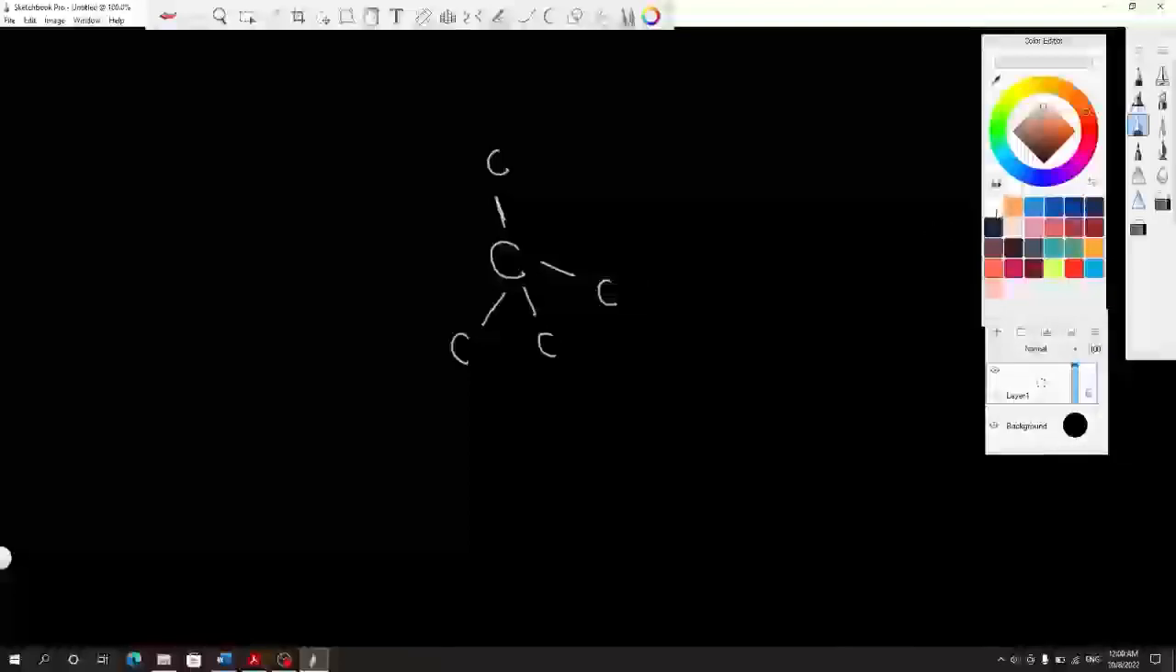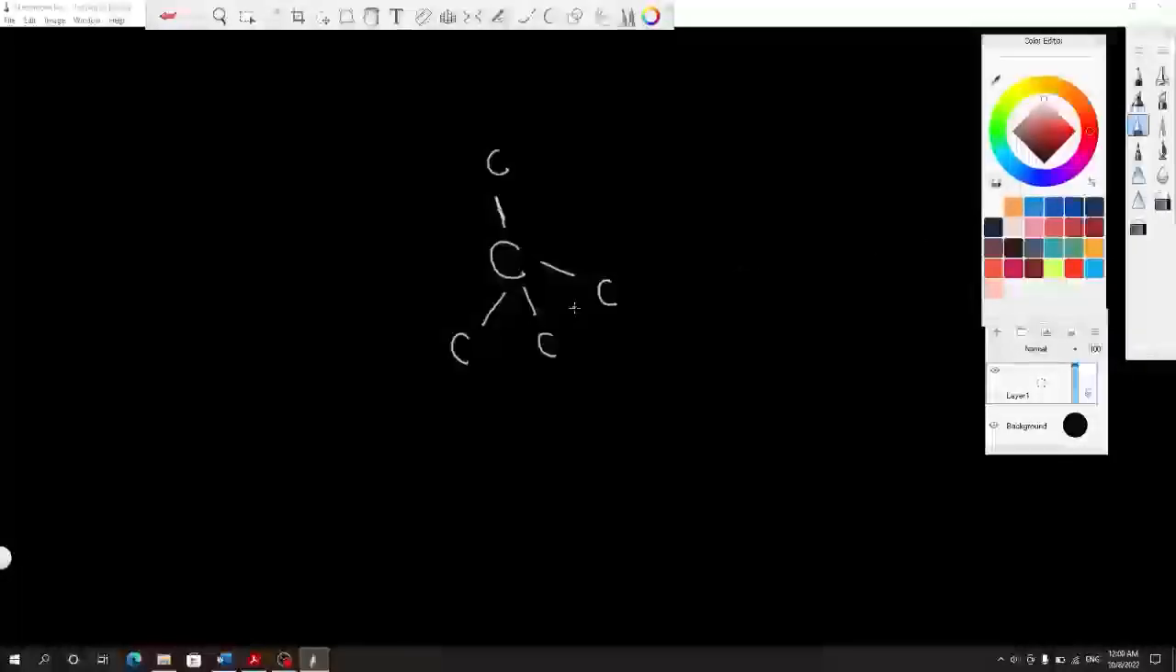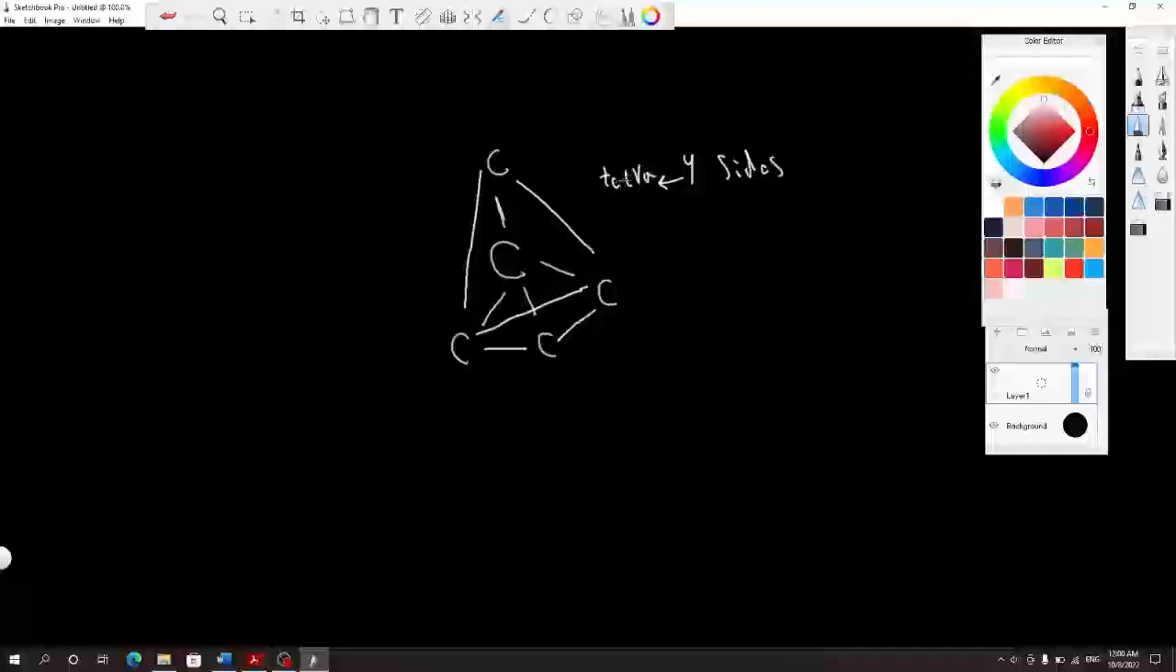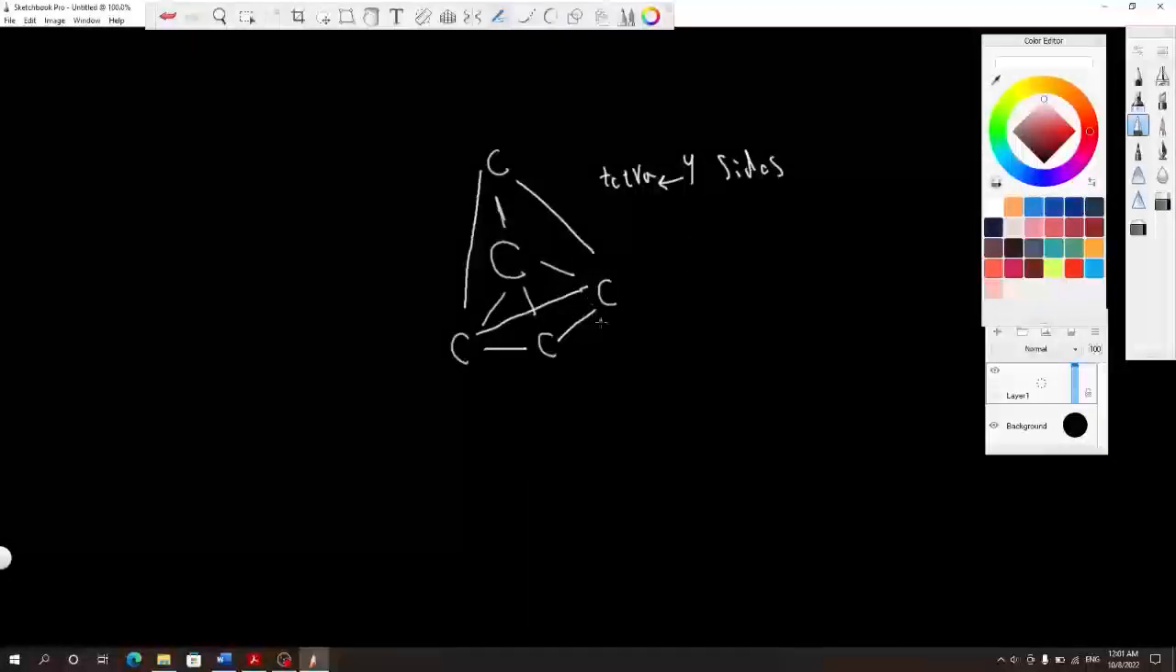Just like that. And here's what tetrahedral actually means. If you try to connect these carbon atoms to each other like that, it will form a pyramid shape with 4 sides or 4 faces, and tetra means 4. Hedral means pyramid shape. So here we have our tetrahedral structure.